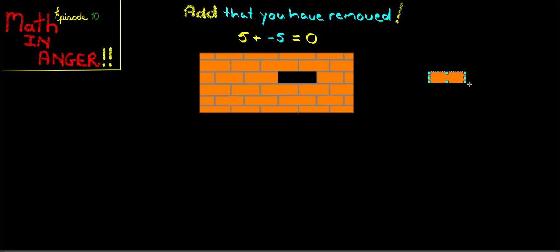Yes, I have removed the brick, but understand that I added to this picture the fact that I have removed a brick. It does come down to taking the brick away, but it is important to understand that I have changed this picture with the fact that I have taken the brick away. I have added to this picture the fact that there is now a hole, the fact that there should be a hole in the wall, right?